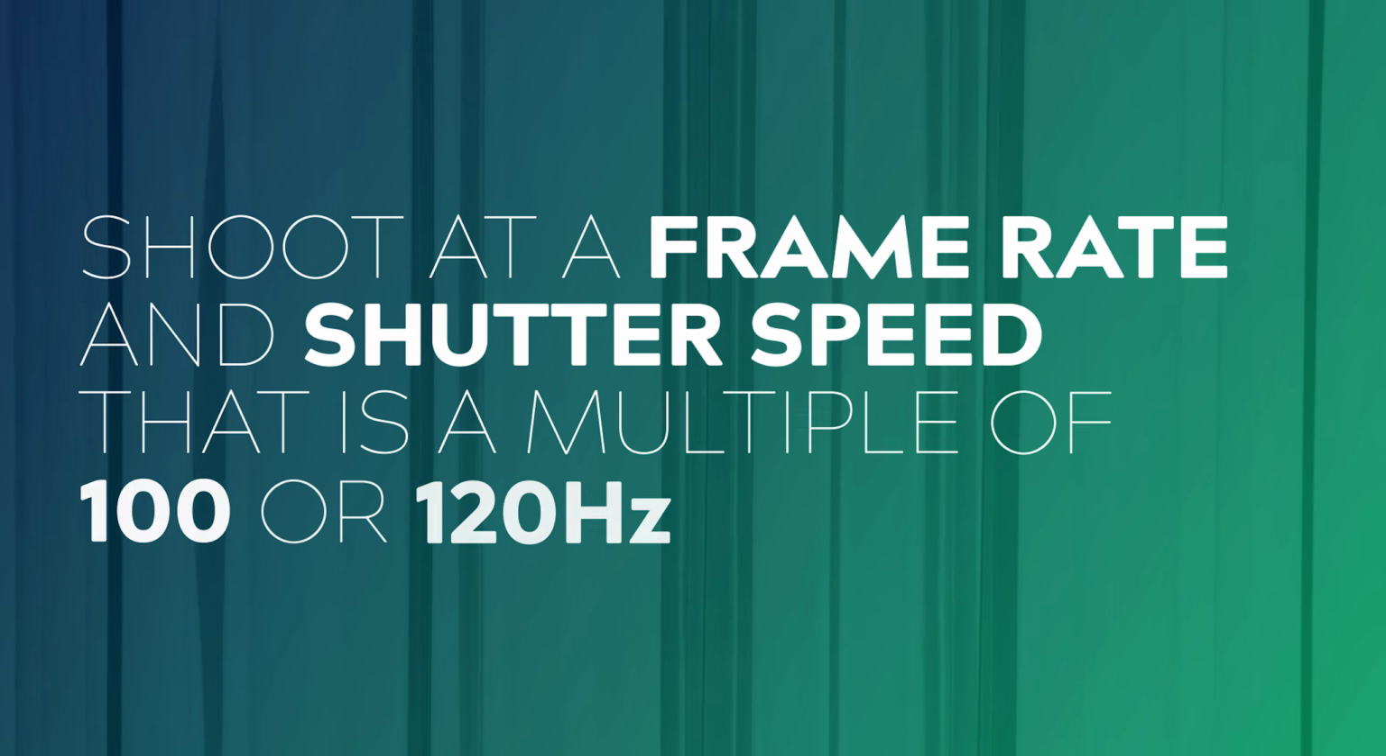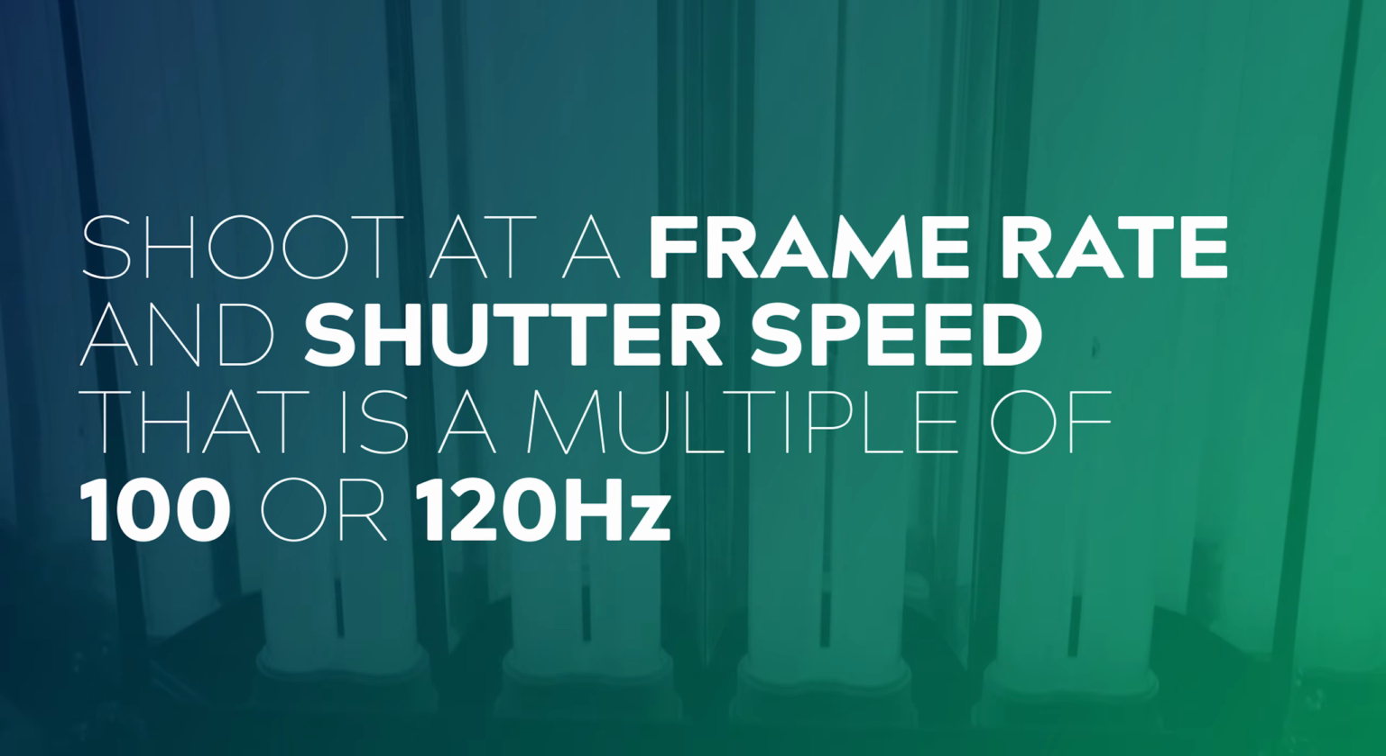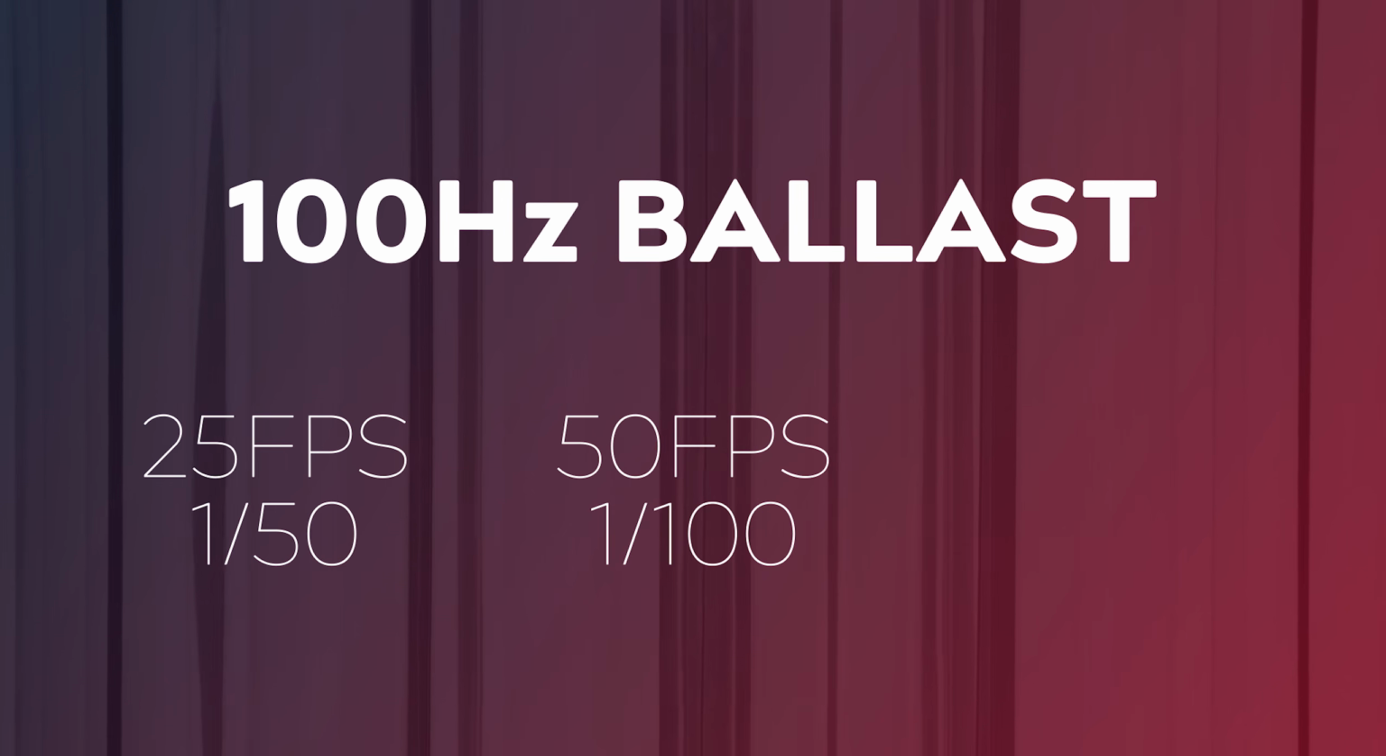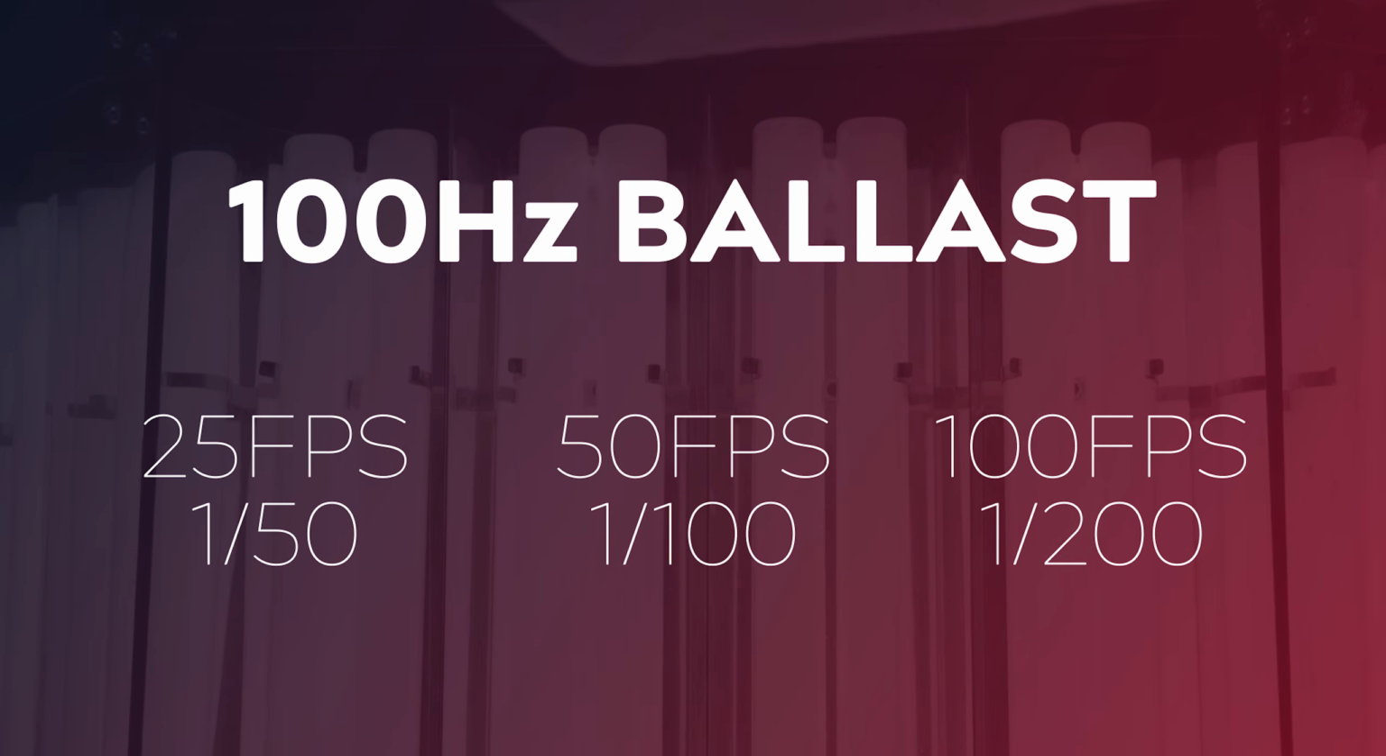So in order to avoid flicker, you have to shoot at a frame rate and shutter speed that is a multiple of this number. To give you an example, for a 100 Hertz ballast here in Australia, I can safely shoot at 25 frames per second, 50 frames per second, and 100 frames per second without any flicker.